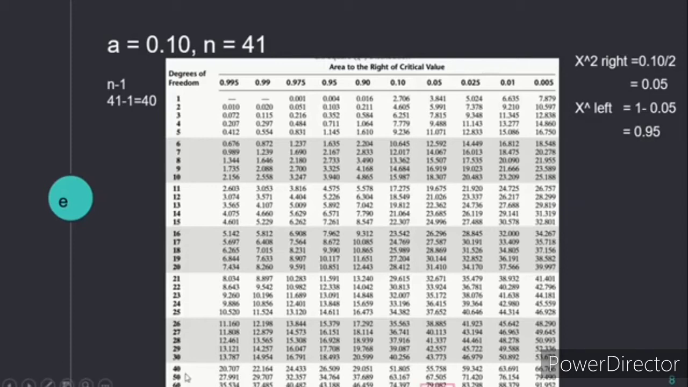So let's locate. For the chi-square right, the answer is 55.758. And for the chi-square left, the answer is 26.509. So that's how we get the chi-square left and chi-square right using the G table or the chi-square distribution table. That's all. Thank you.